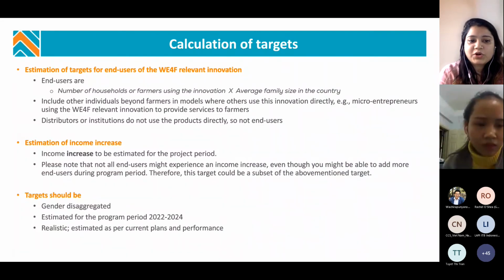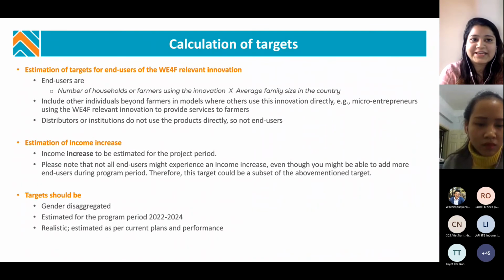A target would also be around estimation of income increase, and I want to focus a little bit on this because this could be a little confusing. Now, income increase is supposed to be targeted towards the project period. Not all end users might see an income increase. So this target doesn't necessarily have to match the target above, which is the number of end users. This could be a subset of the number of end users.